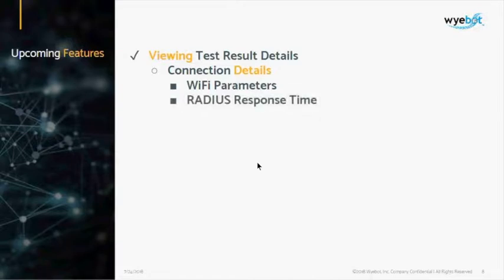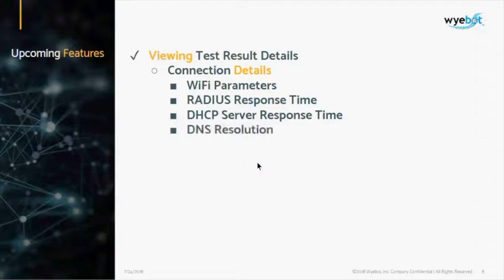As part of the upcoming features, we also have what is available inside of the graphs. You'll see that we have added additional connection details. There are Wi-Fi parameters, RADIUS response time, which I mentioned earlier. We've added DHCP server response time as well. DNS resolution has been broken down. So every step that a client goes through when making a connection with the access point has been broken down separately. When you get an email, it will tell you where exactly the problem happened.